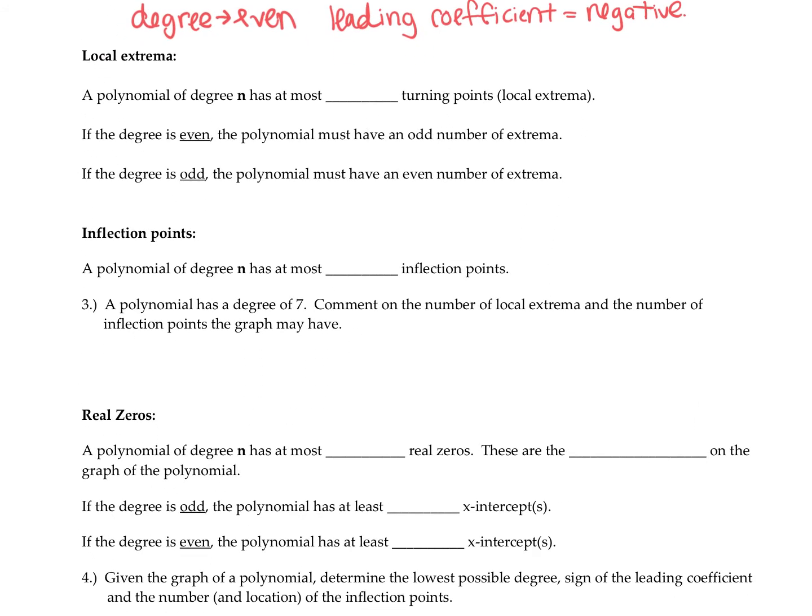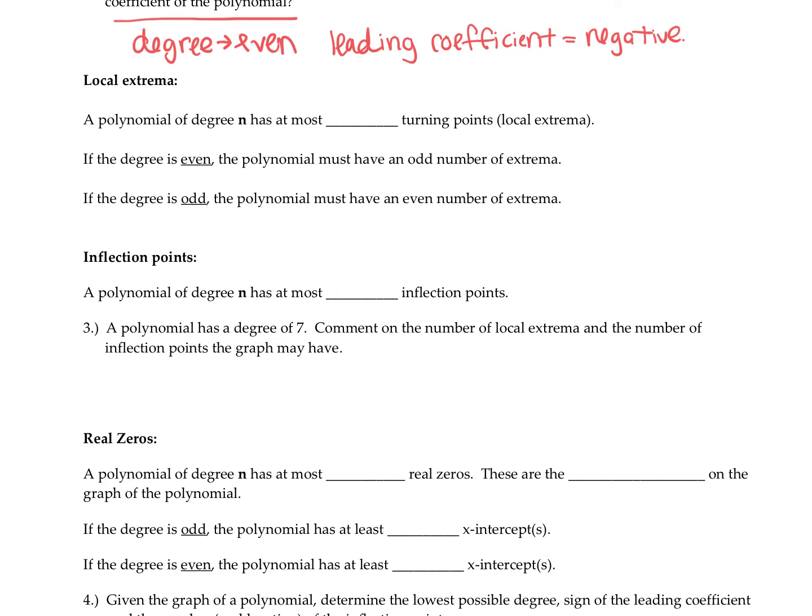All right, let's talk about local extrema. A polynomial that has a degree of n has at most n minus 1 turning points, or local extrema, so mins or maxes. So if a degree is even, the polynomial will have an odd number of mins and maxes. If a degree is odd, it'll have an even number of mins and maxes.